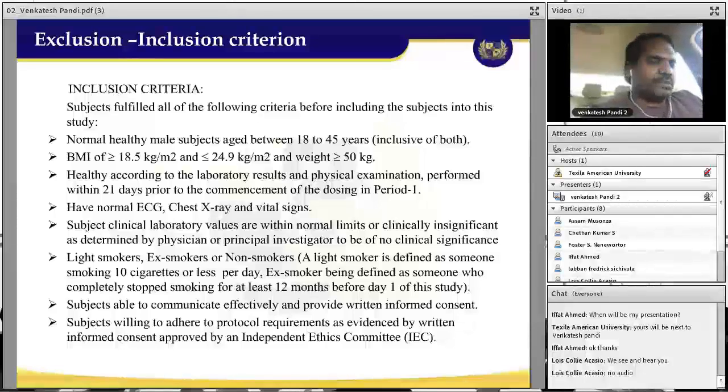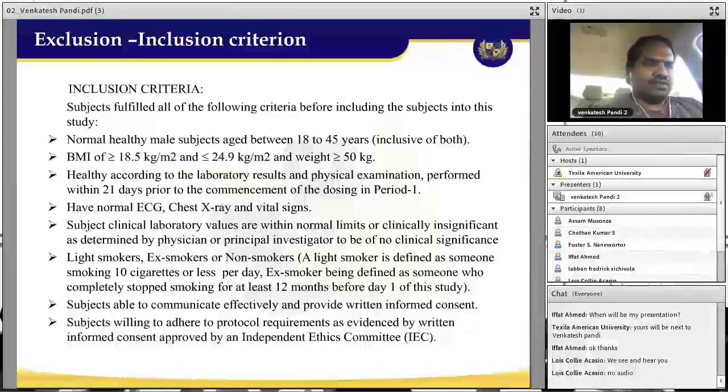And coming to the investigational products, I have already said the products. The test is Ritonavir capsules. Whereas for the reference, I have taken Abbott Laboratories of USA. Both are 100 mg and both are capsules. It was given orally.